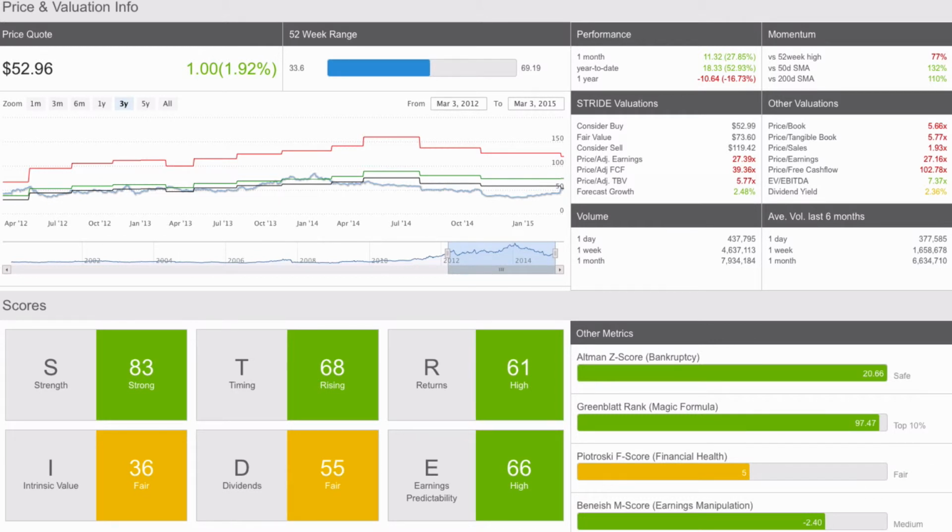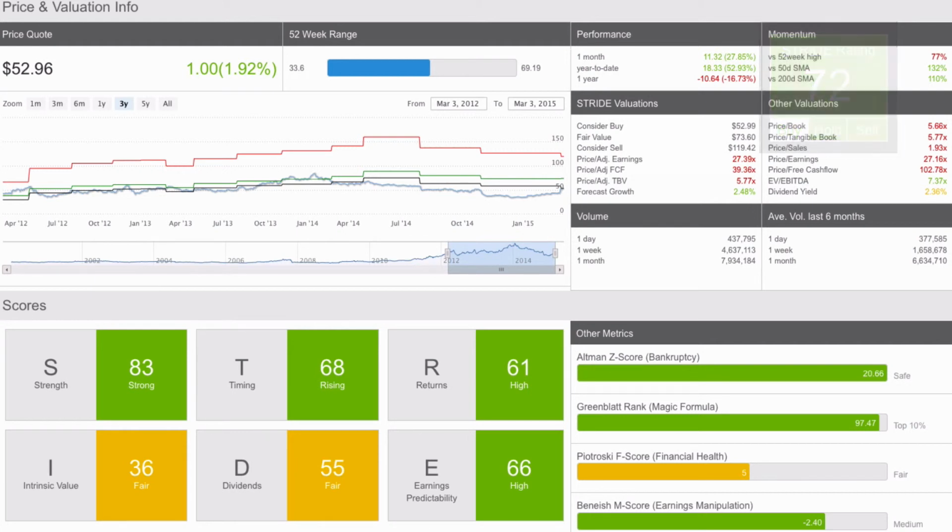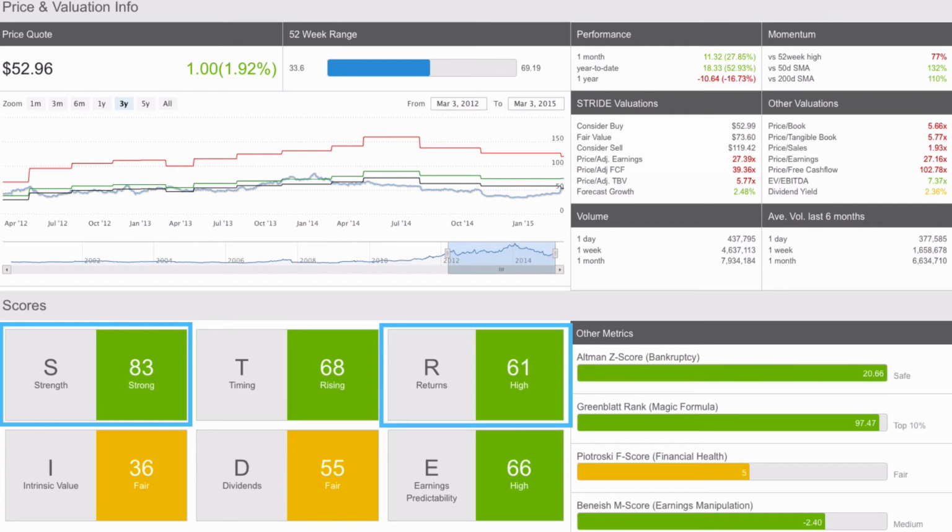This business has just become a Stride 3D target or a definite buy opportunity. So now we're going to bring all this data together to see why. We can tell from the scores that this business is fundamentally sound. It's strong, with good returns and earnings predictability and a fair intrinsic value. It's been trading at below its considered buy price since around May 2014. At this point, it would have become a Stride 2D target.